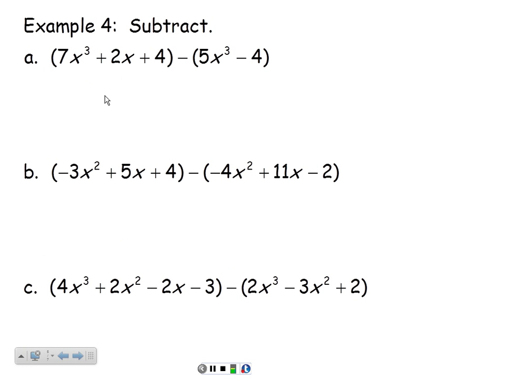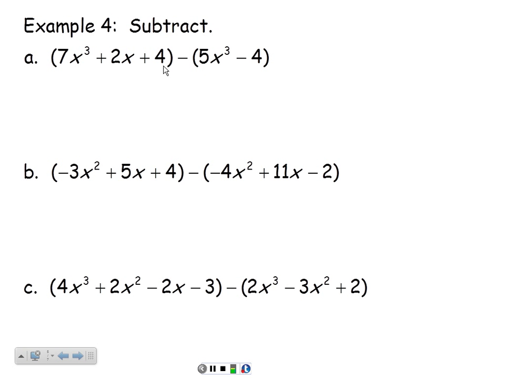So with subtraction, notice I have a trinomial minus a binomial. You can either look at it this way. You're still combining like terms, but you cannot forget that you're subtracting. And so you have 7x to the 3rd minus 5x to the 3rd. And then you have the 2x, where there's nothing to combine. But this is the tricky part. You have 4 minus a negative 4. So if you can see that, that's fine. Just do this problem that way.